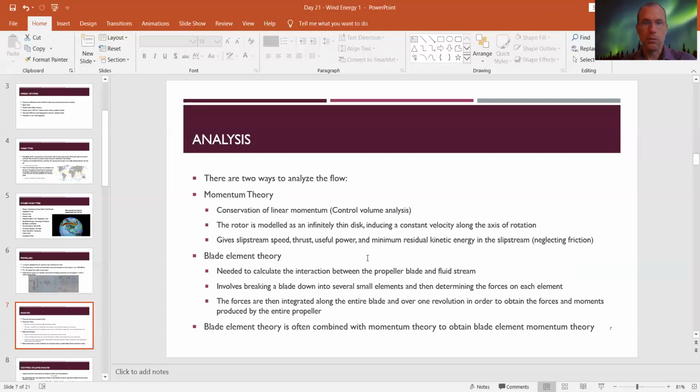The other way to analyze this is something called blade element theory. So you're actually looking at the propeller blades themselves and want to calculate that interaction between those blades and the stream of fluid. To do that, you basically break down the blade into a bunch of small parts, find the force being exerted on the fluid from each of the small parts, and integrate that over the entire blade over one revolution. And that can give you the forces and moments produced by the entire propeller. A lot of times these two are actually combined to make something called blade element momentum theory. So it combines analysis of both of them to give you everything you need to know.